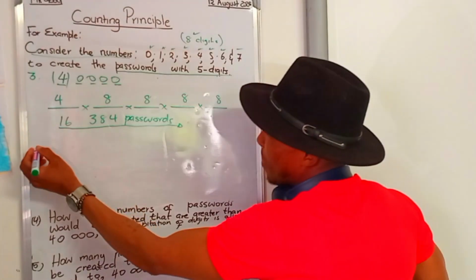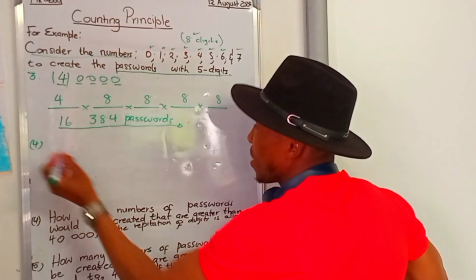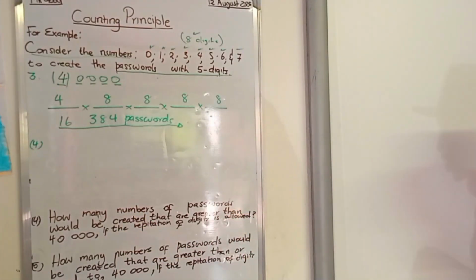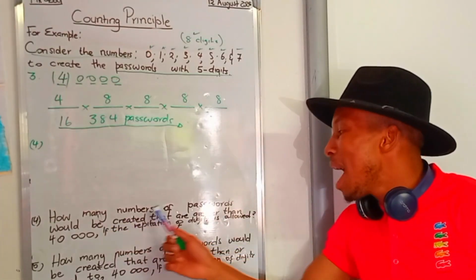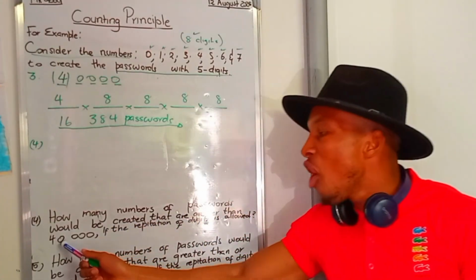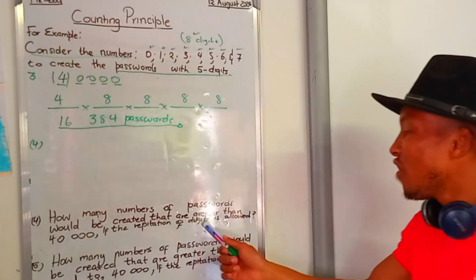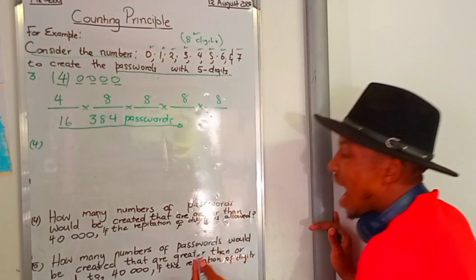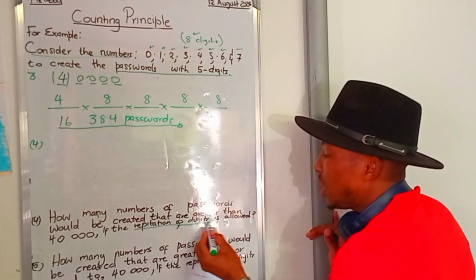We have number 4 now. How many passwords will be created that are greater than 40,000 if the repetition of digits is allowed? The repetition of digits is allowed.